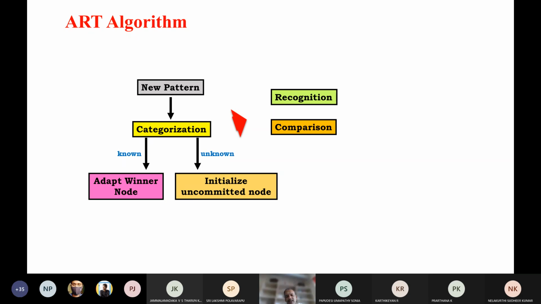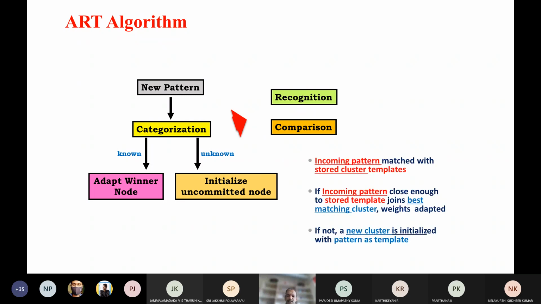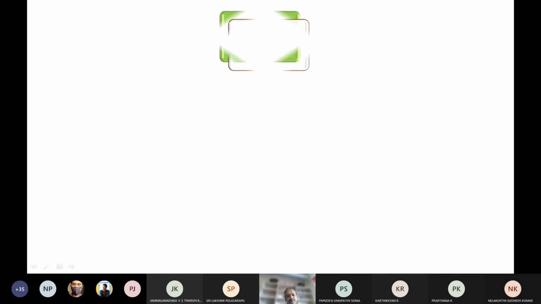If it is an unknown pattern, it initializes an uncommitted node, tries to recognize it, and then compares it. If an exact match is there, it maps it to the existing or corresponding cluster. So the incoming pattern is matched with the stored cluster patterns. If the incoming pattern is close enough to the stored pattern, it joins the best matching cluster and the weights are updated. If not, a new cluster will be initialized with the pattern as a template.